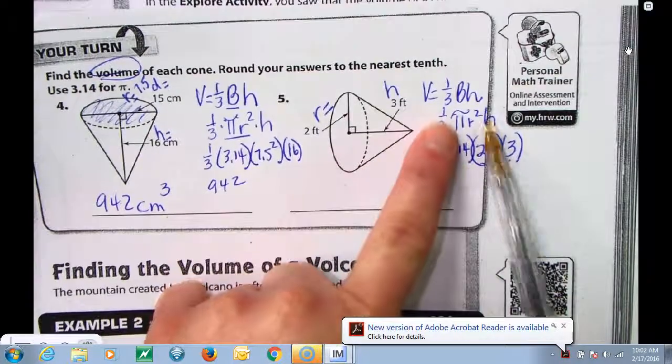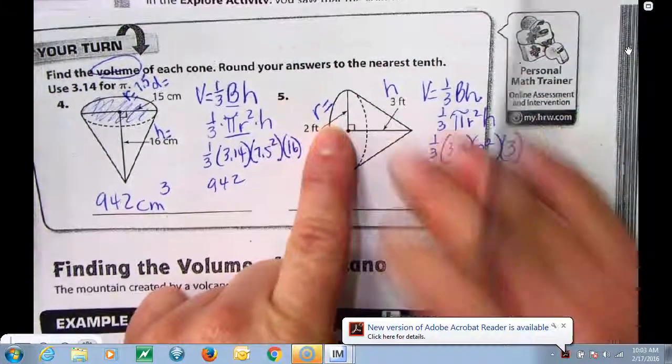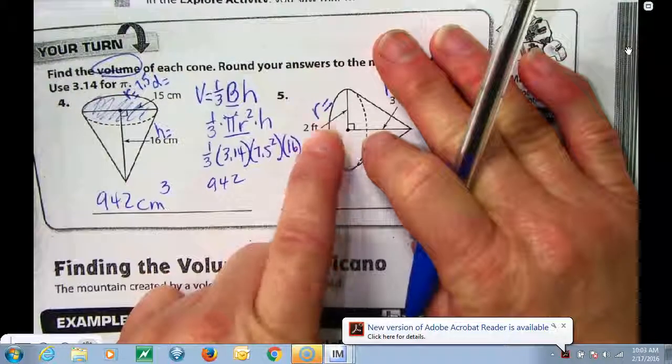Guys, y'all should be able to follow the formula without looking up here. You should be able to do it on your own. You shouldn't be looking up and down doing mine. Come on.